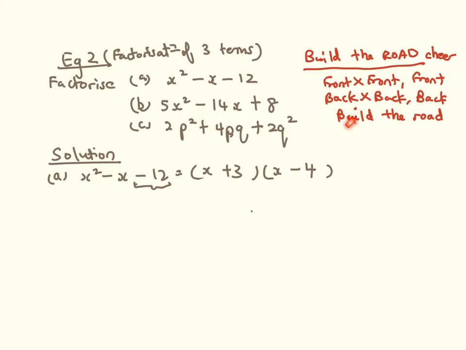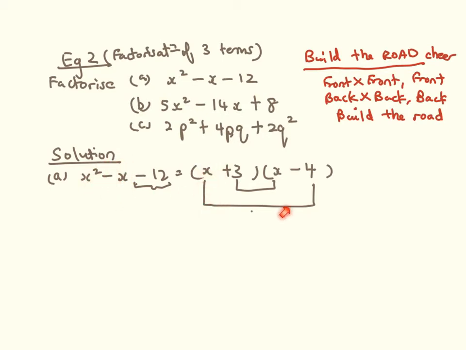Easy, we'll use build the road. Now how to build the road? You will draw the terms in this way. Now notice that x is joined to minus 4 and plus 3 is joined to x to form a road. So this is called build the road. Now when you build the road, you should be able to get the center term minus x.